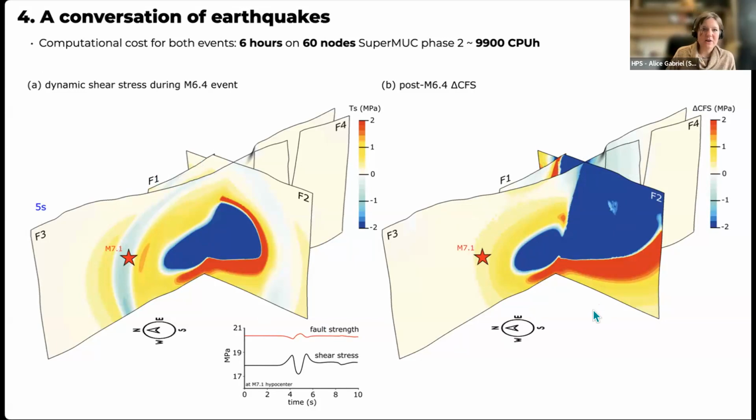Okay, so the computational cost for these events was around 10,000 CPU hours. As I show you in a second, that number can go up rapidly if you're including more complexity such as fault roughness, and you're interested in higher frequencies. That is work that Nico Schlieva is interested in, who's also one of our instructors.